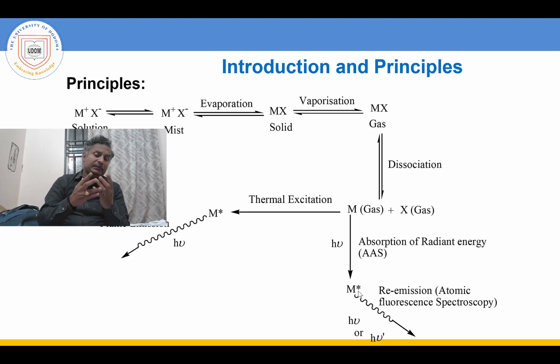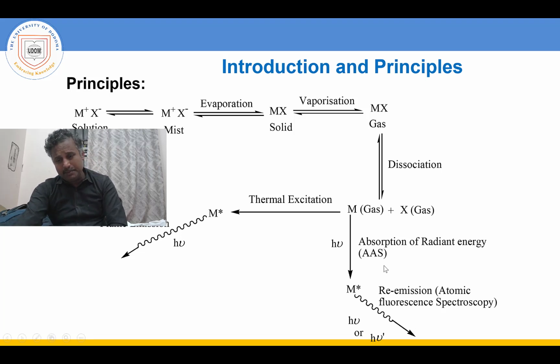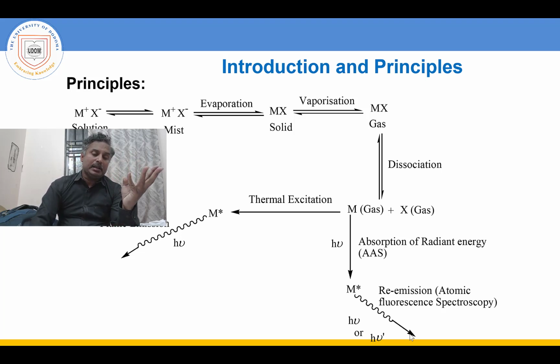Again, the lifetime of this atom is very, very less, and they emit that excess energy, that is called re-emission of radiation. If you study this re-emitted radiation, that is called atomic fluorescence spectroscopy. So here we have three instruments: atomic emission spectrometer by thermal excitation, atomic absorption spectrometer by radiant excitation during absorption, and if you study the re-emission of the same radiation, that is atomic fluorescence spectrometer. So totally we are having three instruments. And what is the purpose of these three instruments? To analyze the elements present in any sample. That's why it is also called the elemental analysis chapter.